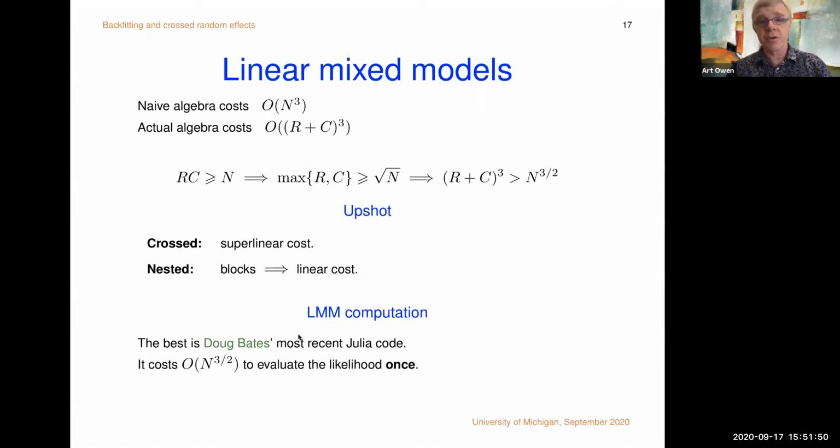I think the best code you can get for linear mixed models and generalized linear mixed models is whatever Doug Bates does. And then we test his code, and the theory comes out. It really does cost you n to the 3 halves work just to compute a Gaussian likelihood one time. So just one value of beta. You can't even get the likelihood in budget.